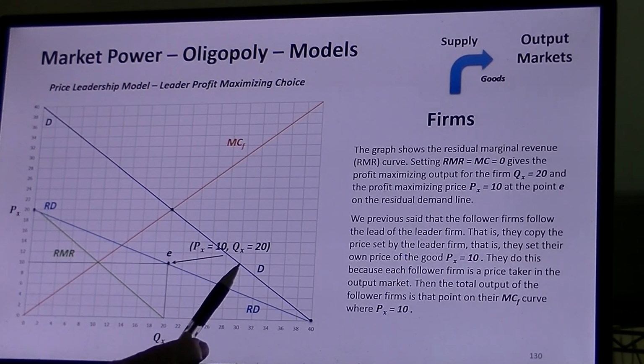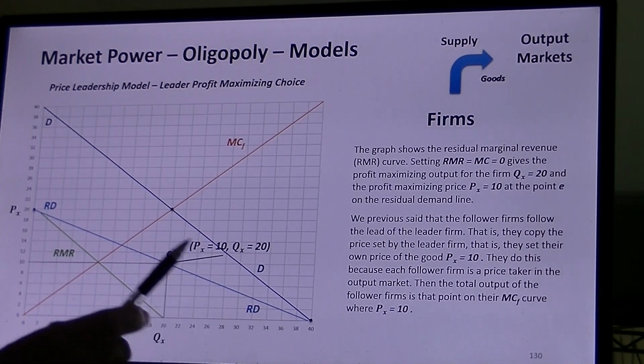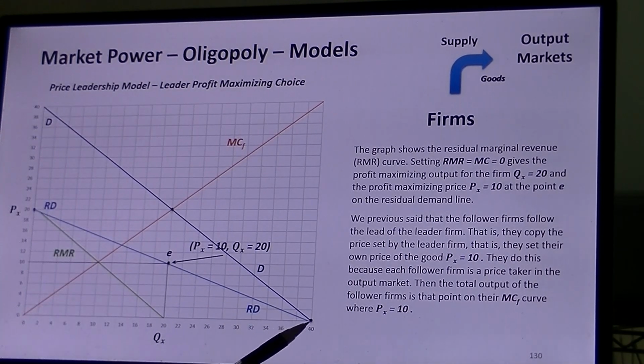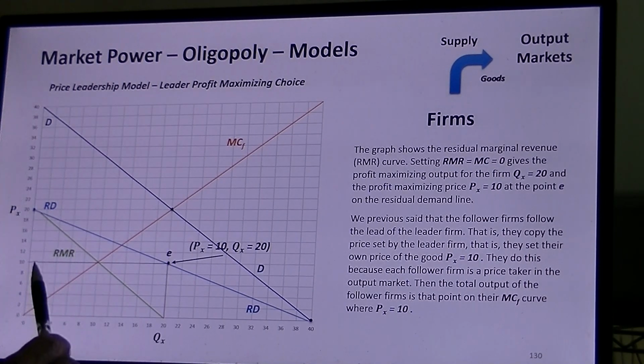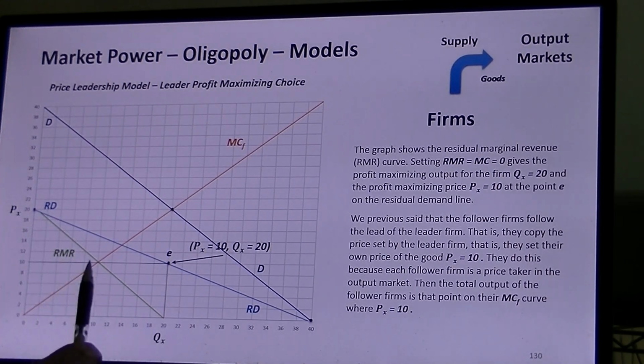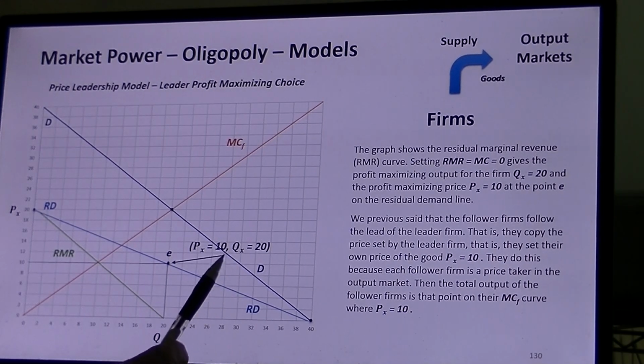Well, the total market demand, because this does represent the total market demand of the market. This is what the market is willing to pay. Well, if the price is 10, the total demand of the market is 30. So when we go to the demand curve here, it's 30.